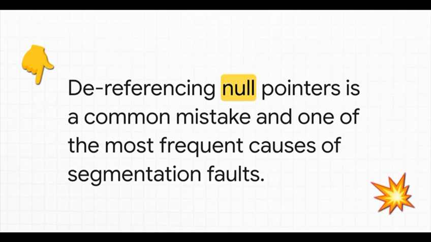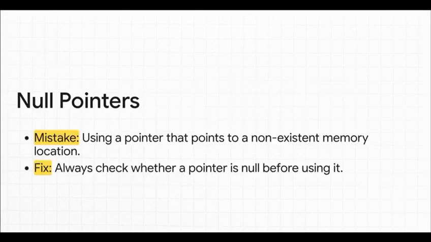First on the list, the all-time classic, trying to dereference a null pointer. This is probably the #1 cause of seg faults, especially when you're just getting comfortable with C. So, a null pointer, by its very nature, points to absolutely nothing. No valid address, just a void.